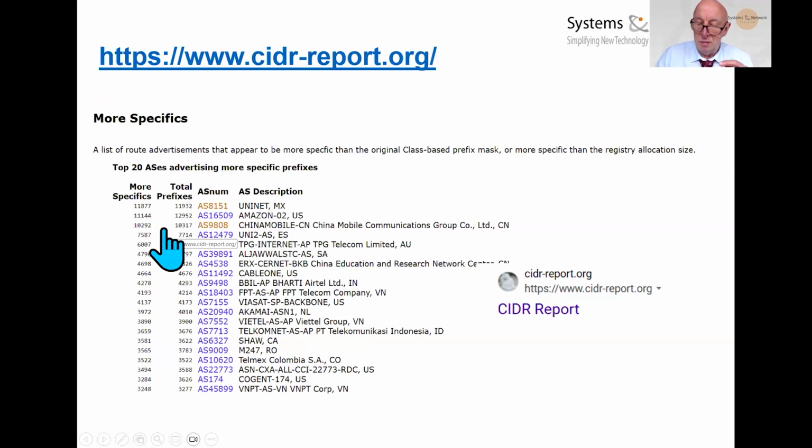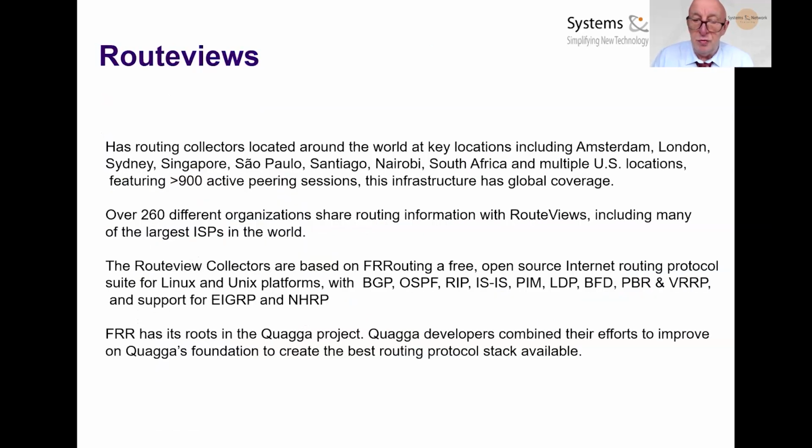Yeah, great stuff. There is Route Views. There are quite a few of these tools. Fine. Route Views has routing collectors. You come across routing servers. Routing servers give information out. Route collectors take it all in. They are located all over the place. So you're going to get a good look. Amsterdam, London, etc. More than 900 active peering sessions. Good heavens, it's certainly pretty global. It looks it. Over 260 organizations share routed information, including the big ISPs.